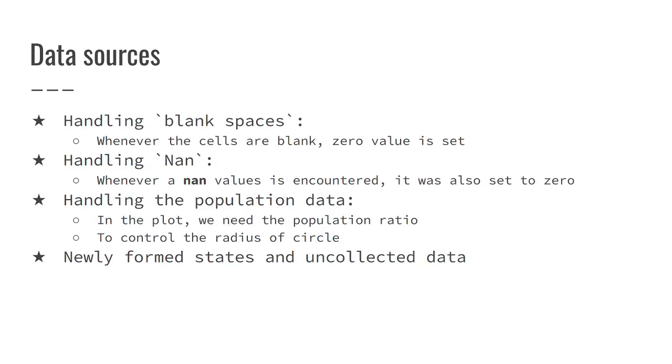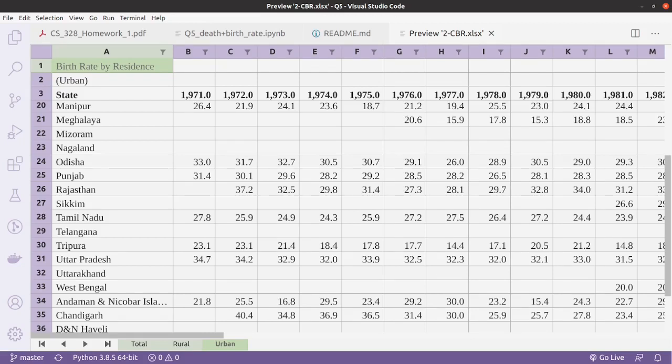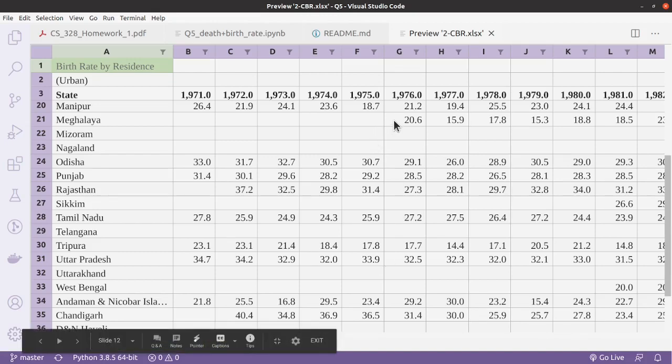In collecting the data, I faced some issues where in the Excel file a lot of these values were blank, or not a number, so there were dashes or some other text in some columns, and I was not able to convert them into numbers. There were again a lot of reasons for that, because the data was not collected, either it was not collected at that time, or the state was not formed at that time. So here you can see that some rows are just blank, or they start after a certain point.